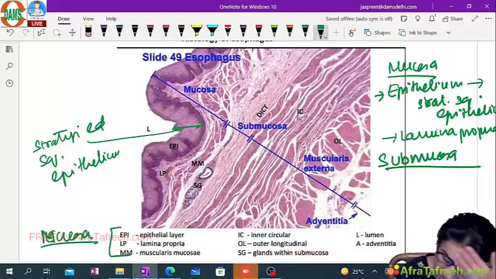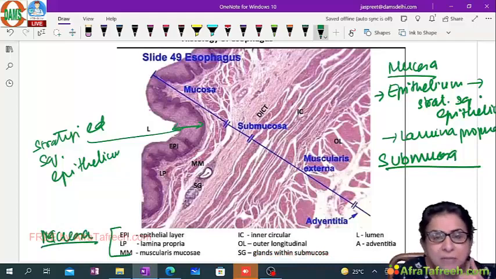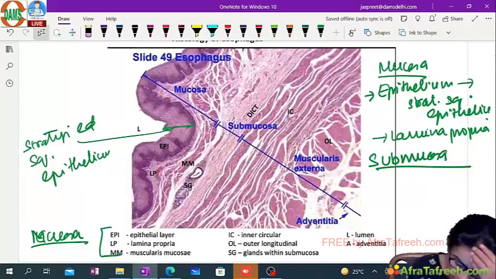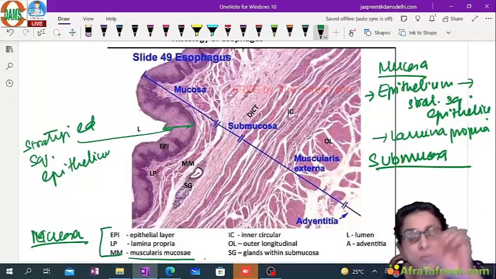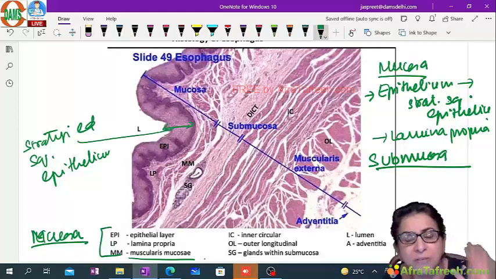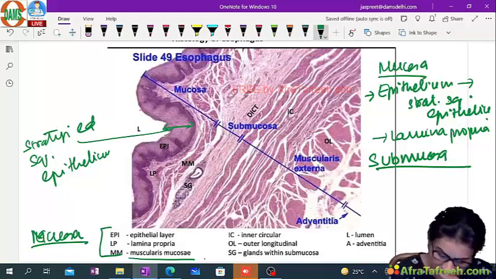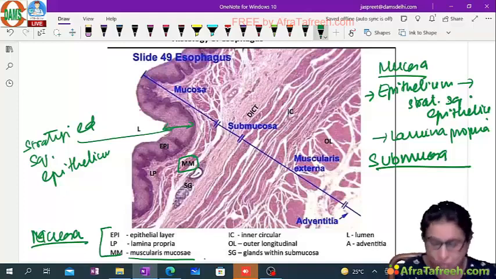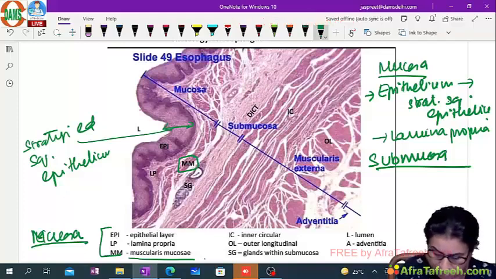Number one, the mucosa has the lining epithelium. What is the lining epithelium of esophagus? It is the stratified squamous epithelium. Then below the epithelium, you have the lamina propria. Below the lamina propria, we have a tiny layer of muscle called muscularis mucosae, the muscle layer associated with the mucosa. Look at the labels: EPI is the stratified squamous epithelial lining, LP is the lamina propria, and double M is the muscularis mucosae.